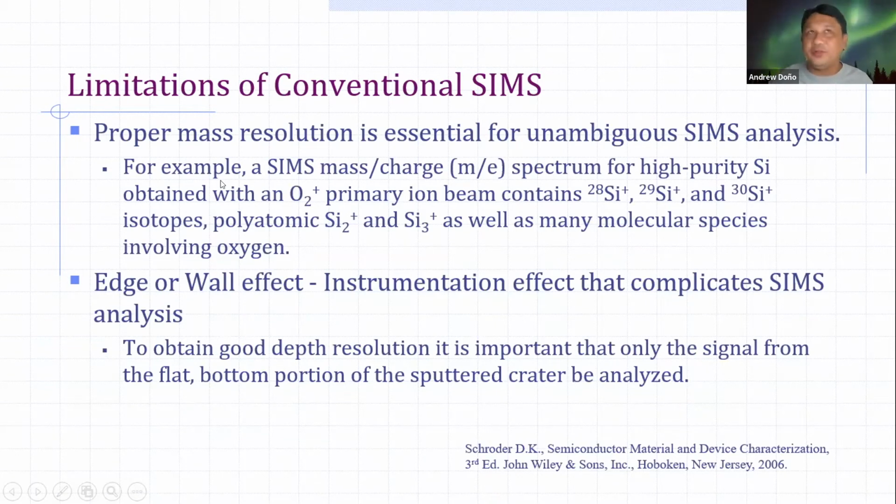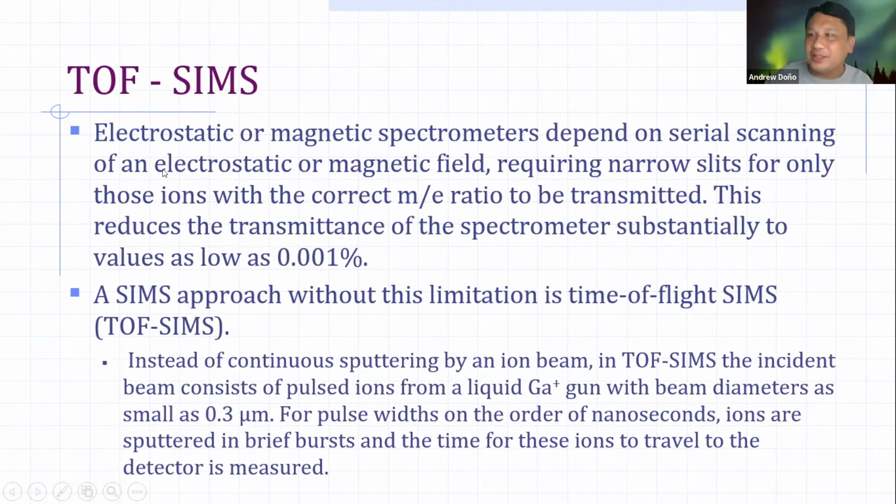We also have the limitations of conventional SIMS. According to Schroder, proper mass resolution is essential for unambiguous SIMS analysis. For example, a SIMS mass-to-charge spectrum for high purity silicon obtained with an oxygen beam shows silicon isotopes, polyatomic disilicon and trisilicon, as well as many molecular species involving oxygen. And also the edge or wall effect, an instrumentation effect that complicates SIMS analysis. To obtain good depth resolution, it is important that only the signal from the flat bottom portion of the sputtered crater must be analyzed. That's why we have the top SIMS.